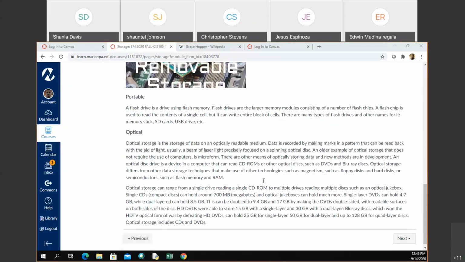So that's enough with storage. And then next week we'll look at input and output devices. Or not next week, sorry. Wednesday we'll look at input and output devices.